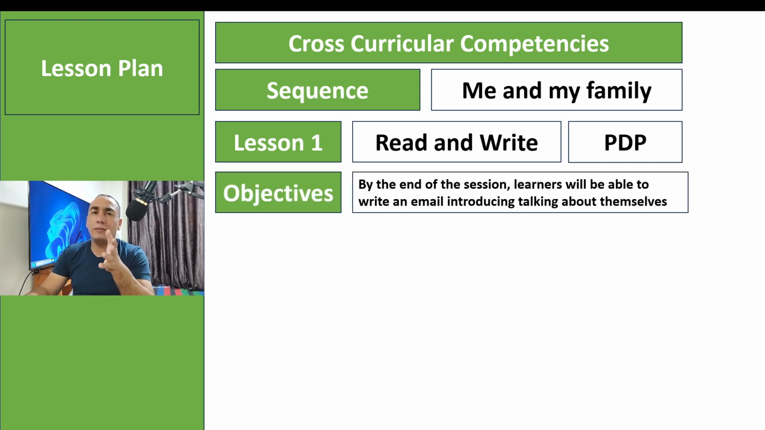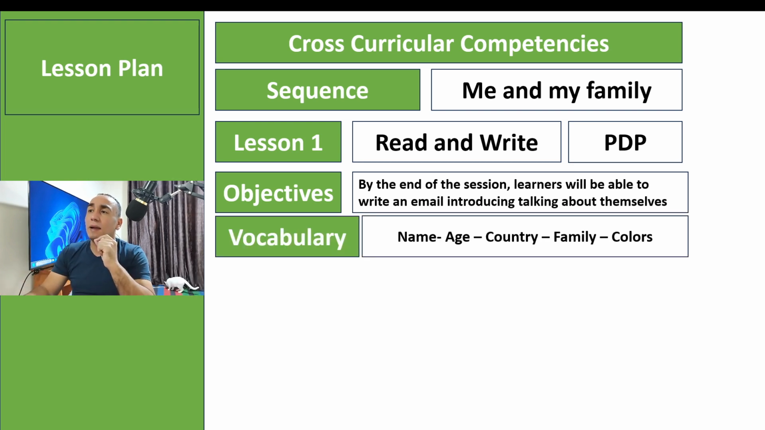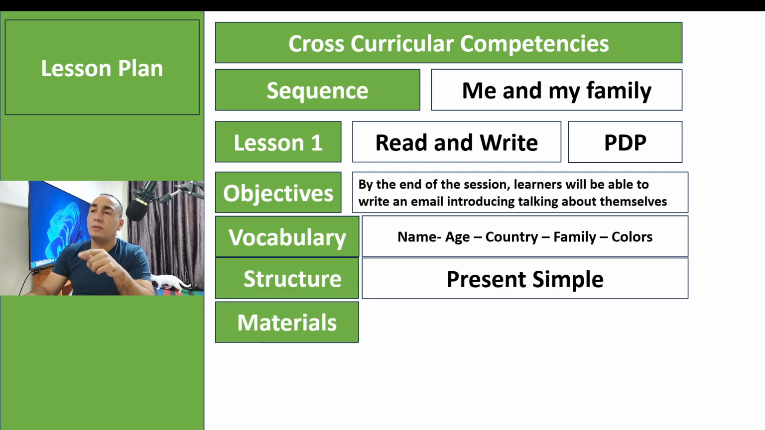And the objective, let's say, for example, by the end of this session, learners will be able to write an email. Of course, it's always important that you try to tie what you are teaching to a communicative objective, not just to write, for example, a paragraph, but to write an email or something tangible. So the vocabulary here: name, age, country, family, card, this can change. As I said, I'm also going to talk about the idea of pollution. Let's say the structure, present simple, materials.